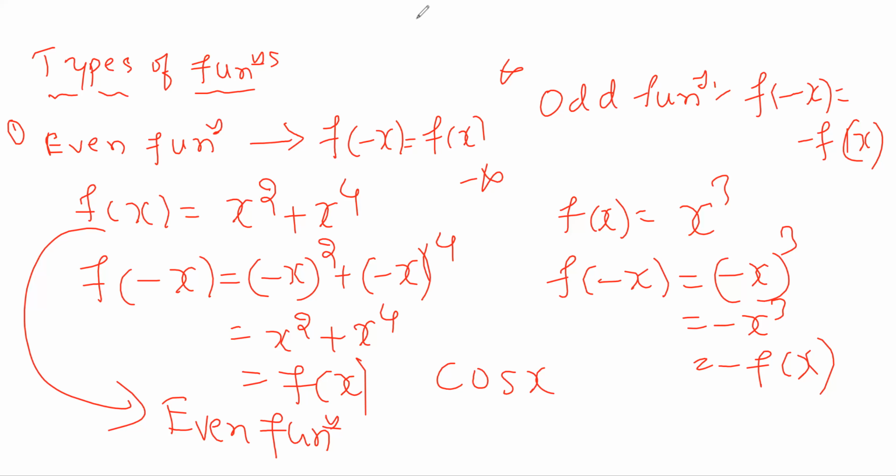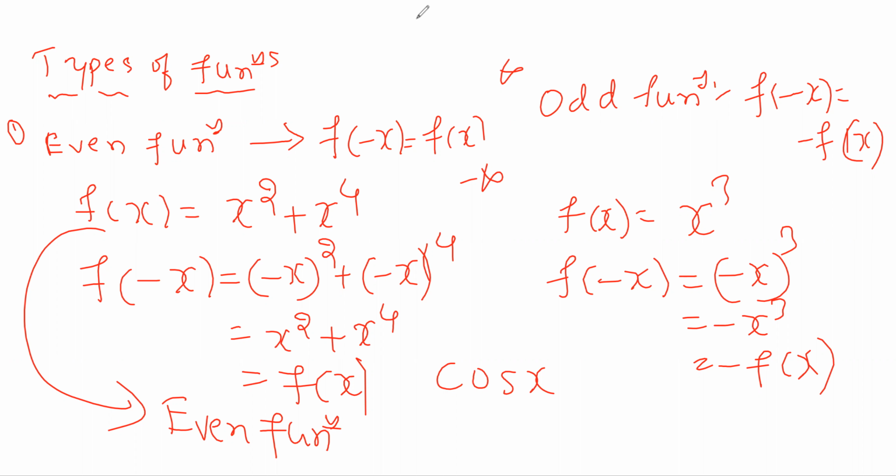Are you sure? So this is the problem. Cos of minus theta is plus cos theta. Then if you replace x by minus x, what will you get? Cos of minus x is cos x, the same function. Even function. Then it will be an even function. Cosine function is an even function.